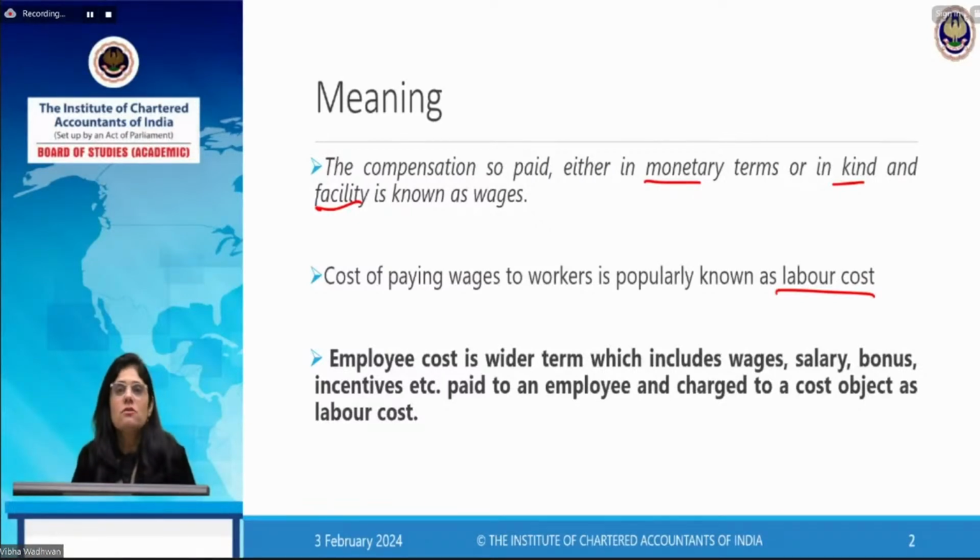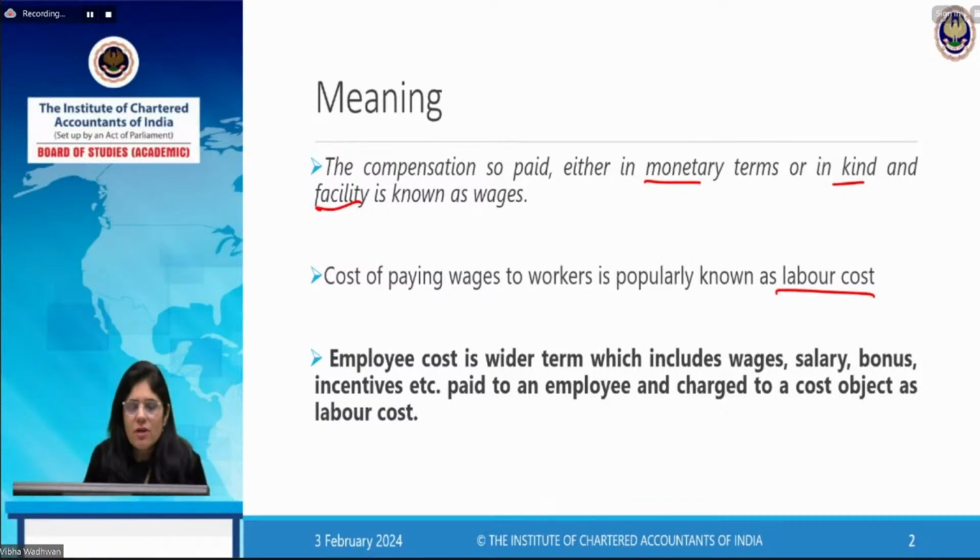All right. So if we are giving some facility also, let us say we are giving a servant to them, we are giving a car to them, we are giving a house to them as an accommodation. So that facility is also a cost to the employer. Clear? So cost of paying wages is known as labor cost. So everything you are paying to the laborer, to the employee, to the staff as a compensation for their services is called labor cost. Clear?